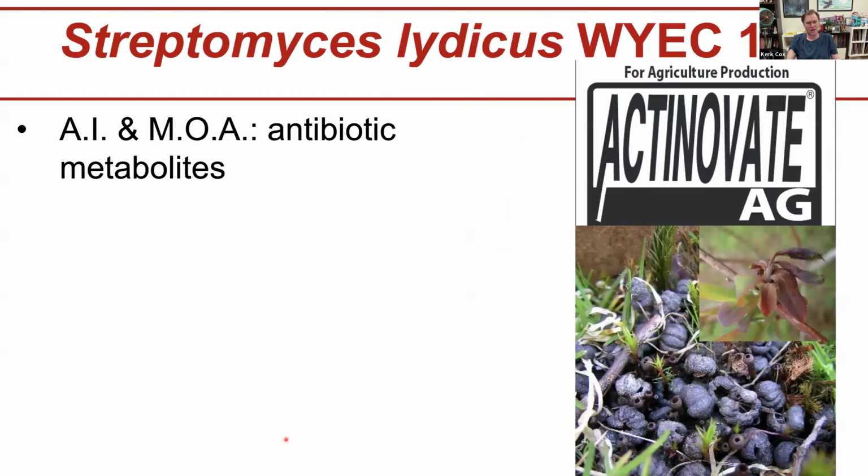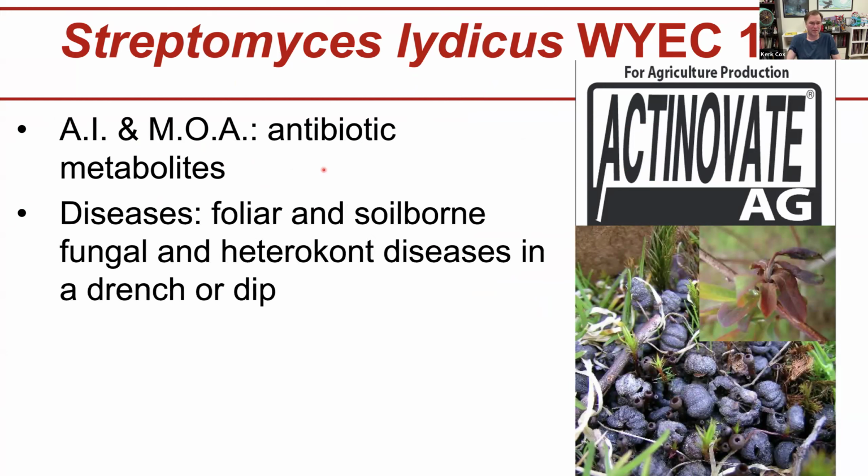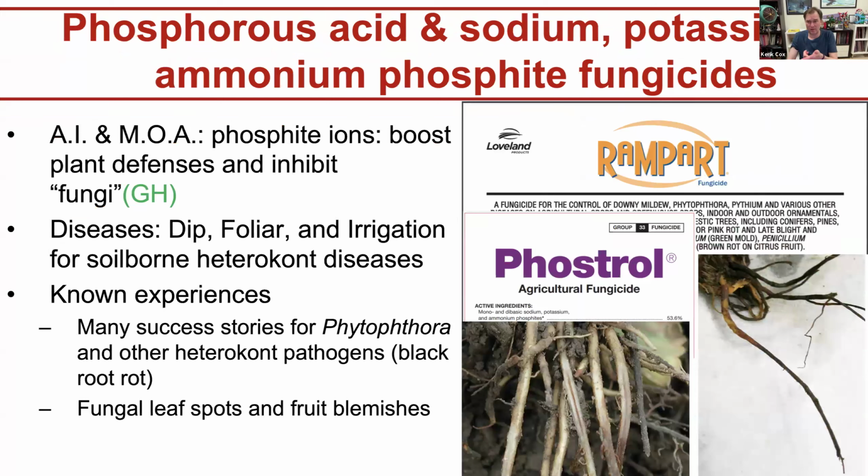What else can you do? I've seen some pretty good work with this product as well. Actinovate AG. It makes antibiotic metabolites. It's a microorganism that makes the soup that you put on the plant. Foliar and soil-borne. It'll do Phytophthora. It'll do regular fungi. If you get Rhizoc or something strange like that in your vegetables, you make a drench or a dip. Do it right before planting.